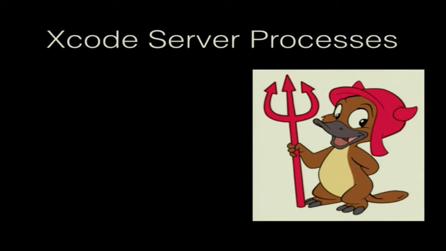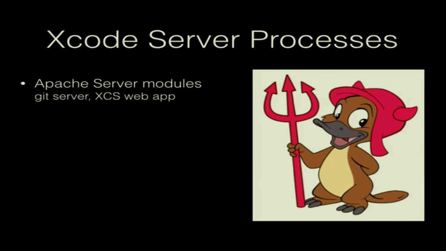So here are the server processes that show up. The first thing they do is they bypass all the Apache configuration that's in etc Apache 2, and they create their own. And this is so that they can set up the Git server that runs on Xcode Server and the Xcode Server web application.